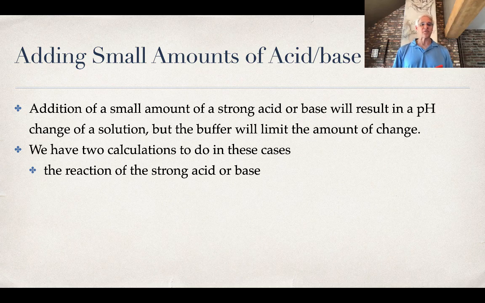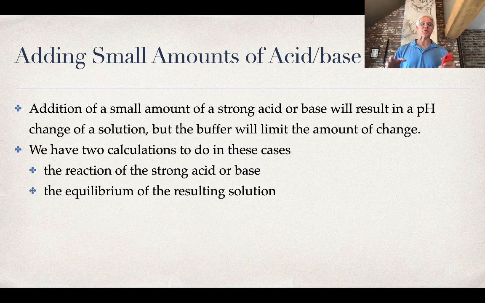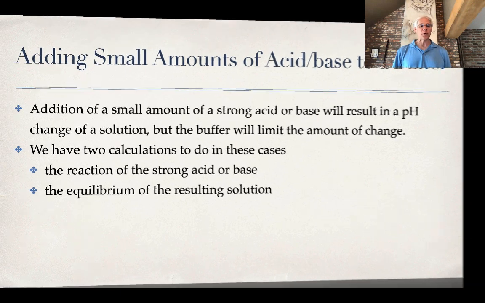The first thing we need to do is the reaction of the strong acid or base with one of the species in the buffer solution, either the weak acid or the weak conjugate base, or vice versa. So your strong is going to interact with the weak. And then we need to look at the equilibrium of the resulting solution. What are the new concentrations of the species present in your buffer solution? We can now put these into the Henderson-Hasselbalch equation and calculate a new pH.